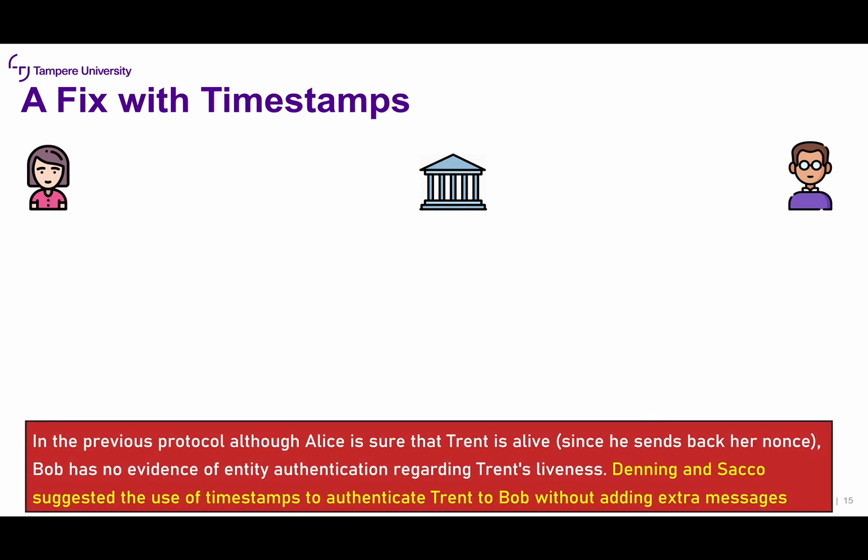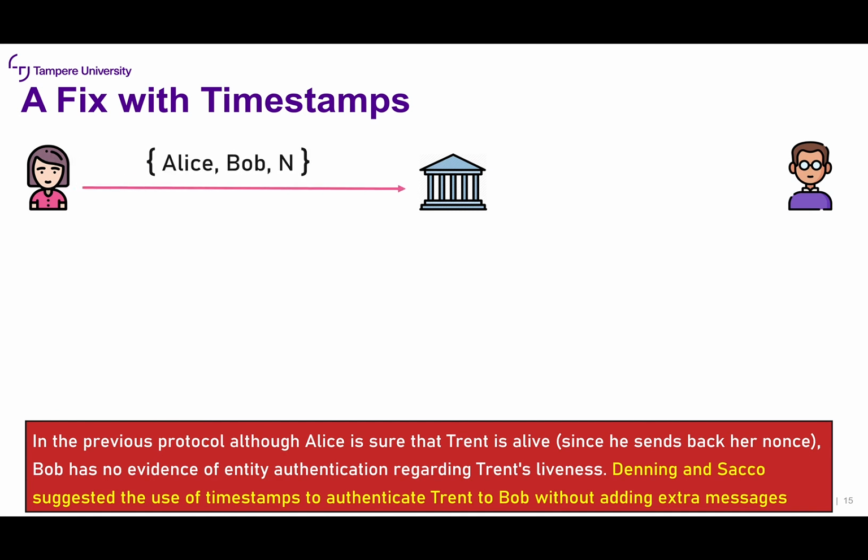So in the previous protocol, although Alice is sure that Trent is alive since he sends back her nonce, Bob has no evidence of entity authentication regarding Trent's liveness. So Denning and Sacco, the guys that found the attack, suggested the use of timestamps to authenticate Trent to Bob without adding any extra messages, so without making the protocol less efficient, let's say.